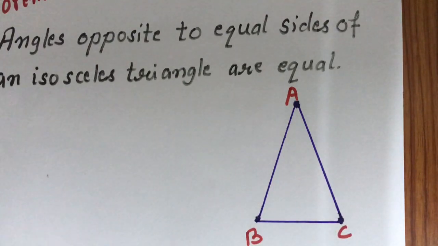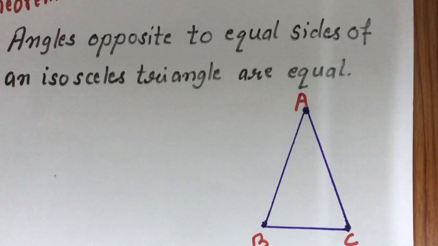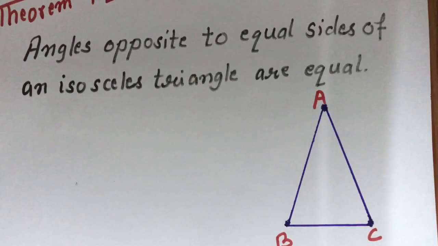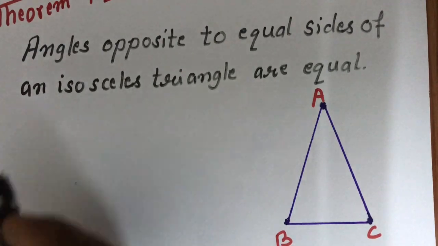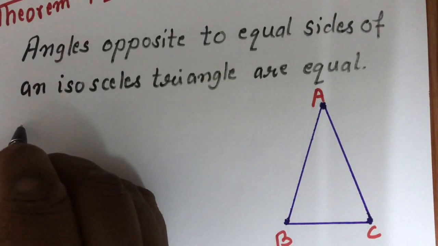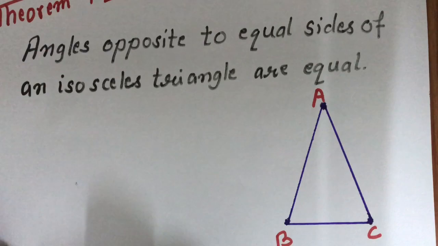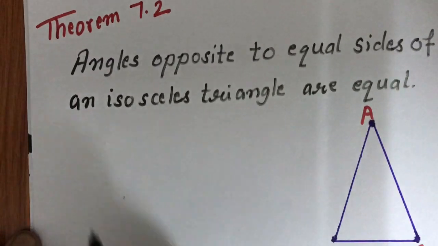By an activity we have already shown that the angles opposite to equal sides of a triangle are equal, but here we are going to prove it as a theorem. So let us start. I am going to prove the theorem. Understand? First of all, we shall write given.